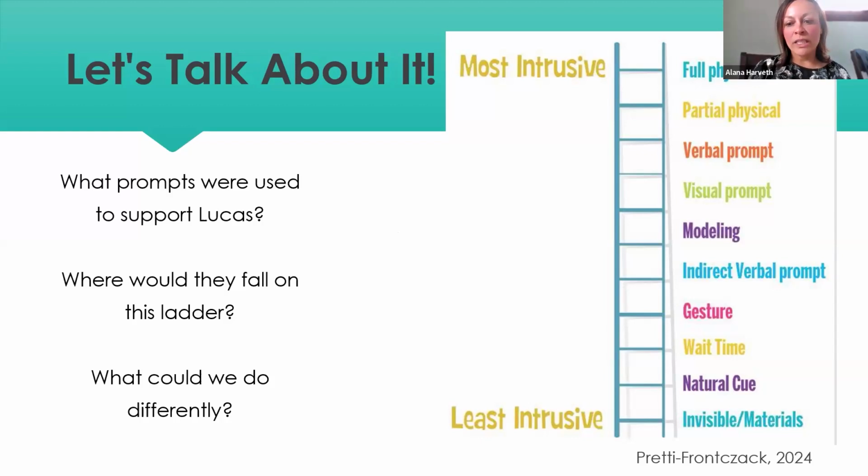So could we go any lower? How could we do it? Let's start at the bottom. Let's start at invisible materials. Could there be a way that she could have set that up prior to the lesson for invisible materials, possibly? And again, invisible materials are those things that help students start an assignment or help them organize their thoughts. Making a chart of ideas for the class to choose from.